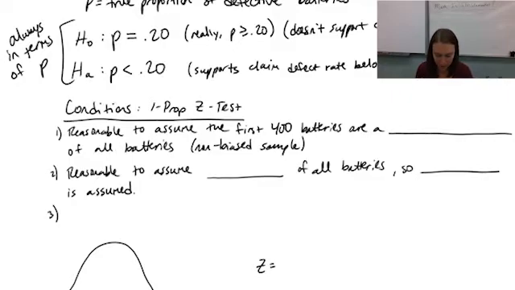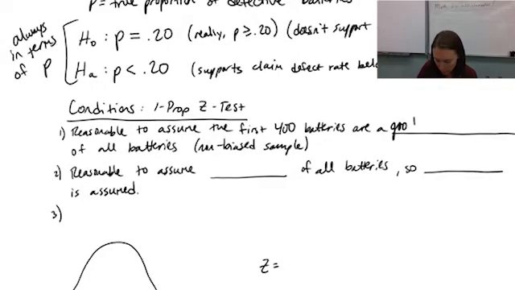It is reasonable to assume that the first 400 batteries are a good representation of all batteries. So remember, this is our randomness condition. They didn't tell us that it was the randomly selected 400 batteries, unfortunately. They just said it was the first 400. So we're just going to have to assume that they were a good representation of all the batteries and that it was a non-biased sample.